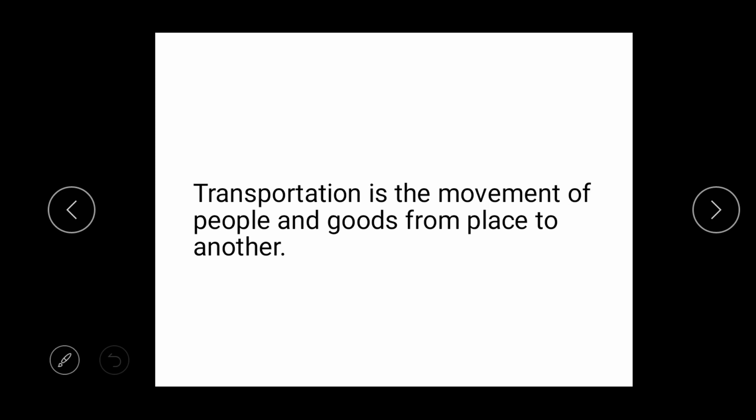Or you have moved from the sitting room to the kitchen. It is a form of transportation. But you have used your legs to transport yourself around the house. Okay? So transportation is the movement of people or goods from one place to another.